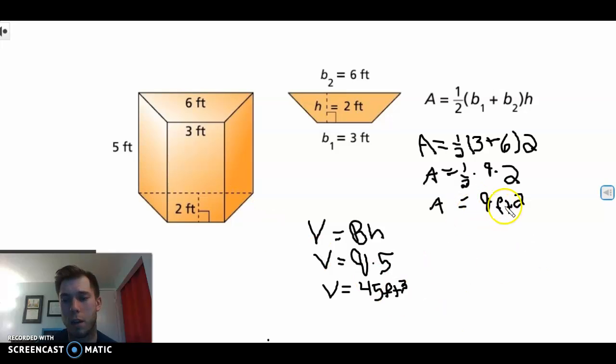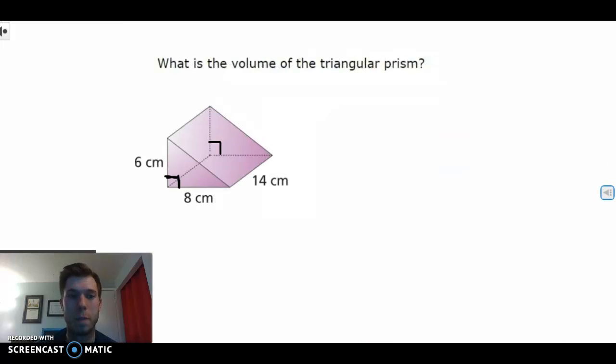Area is squared, and since you're multiplying the squared by one more foot, that's going to get you feet cubed. So the volume of the aquarium tank is 45 feet cubed.